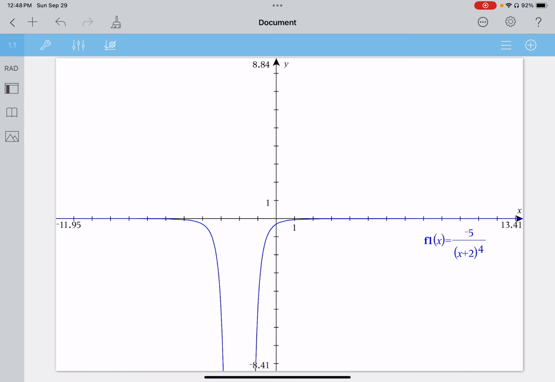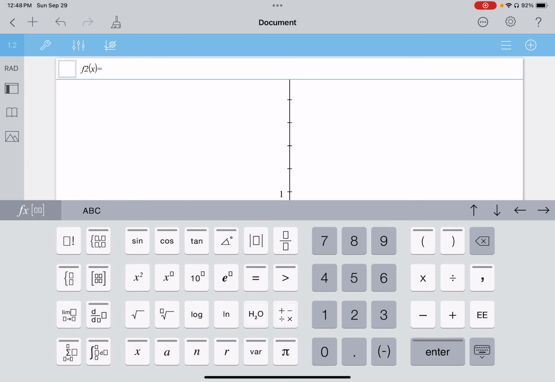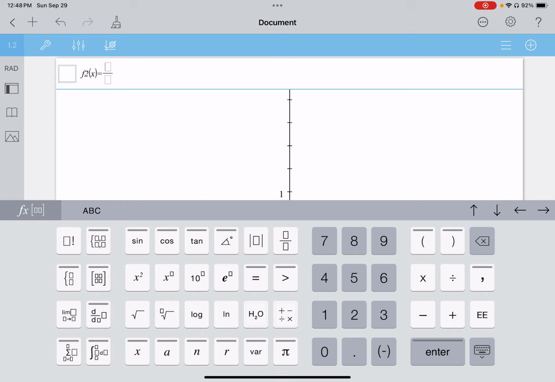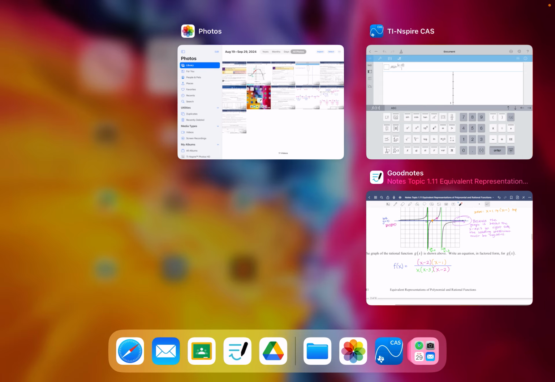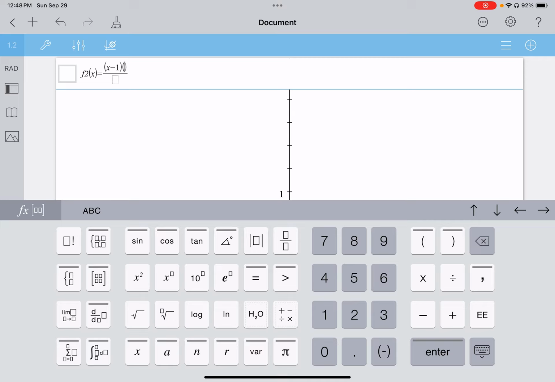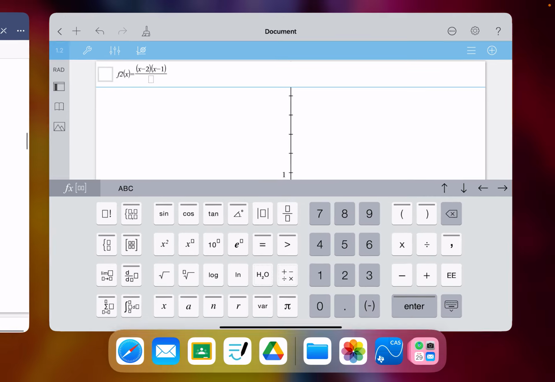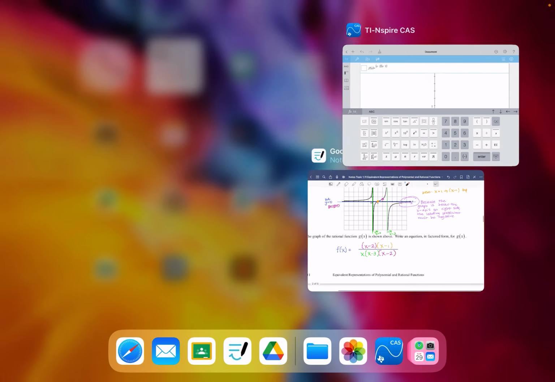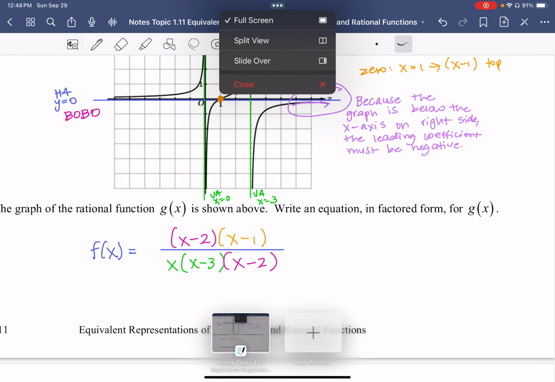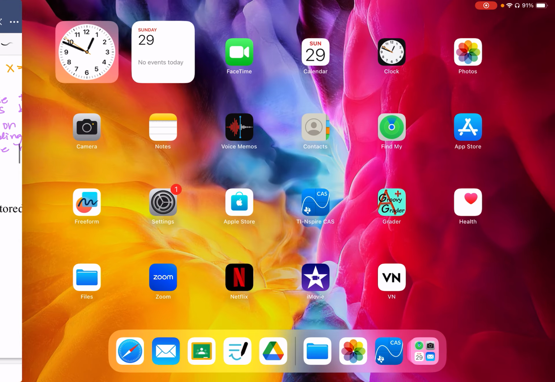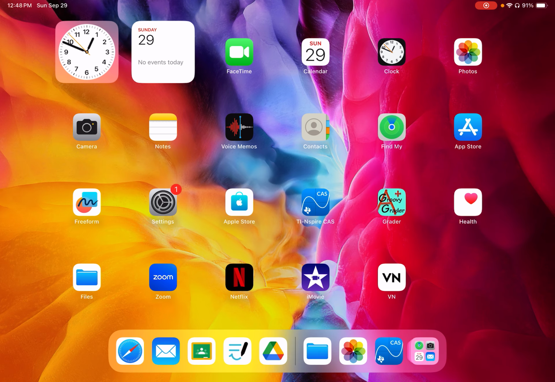Let me pull up my graph, and I'm going to graph what we thought was the answer before I told you about the negative leading coefficient. So we had x minus 1, and we had x minus 2, x minus 1, and then, let me see, I think I can split this so we can see both of them at the same time.